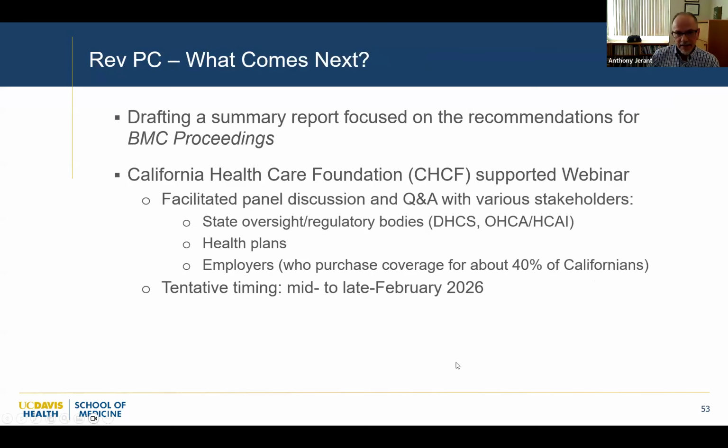Lastly, what's next for us? We are drafting a summary report focused on the recommendations for BMC Proceedings, which is an open access BMC journal that is PubMed indexed. I'll just share with folks, we aimed high for Health Affairs, and they said, well, because you guys have already put out that other paper, we don't consider papers in that situation. So we were bummed about that. Lesson learned for next time. Had a personal conversation with the editor, and they were very nice, but they said, no, thank you.